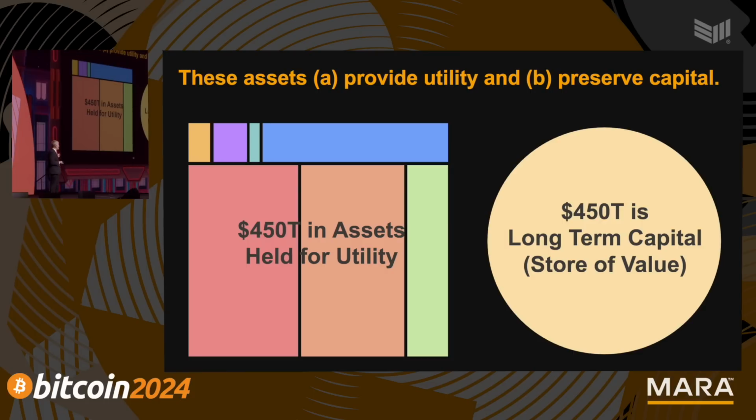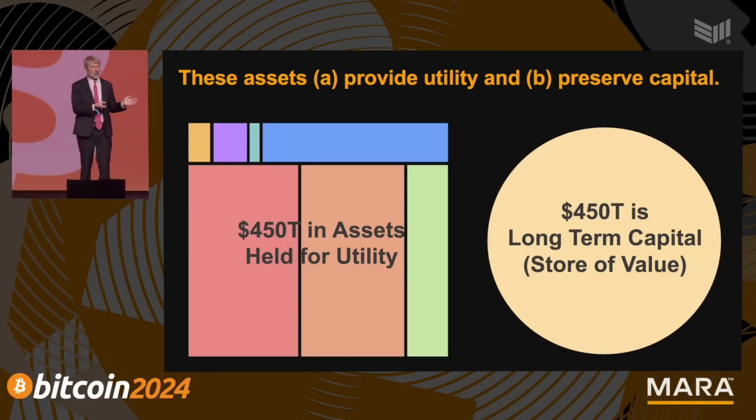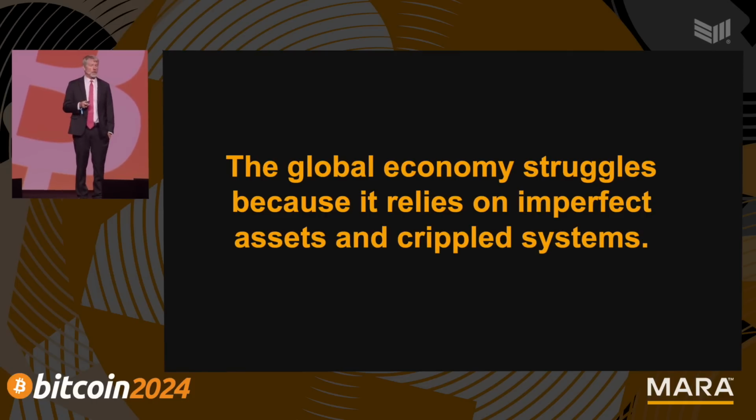Here's another way to see that same chart. It's not 900 trillion of assets. It's a bunch of assets held for their utility value and a bunch of assets held as a store of value, long-term capital. When I buy a house, I want to live in it. But when I buy a bunch of bonds, I just put my money there because I didn't know what else to do with the money. And when you start to see the world as a big chunk of long-term capital, $450 trillion or more of capital, and you start to think about the way we store that capital, you see the engine for the revolution. The global economy struggles because we're relying upon imperfect assets and imperfect systems to store that capital. It's crippling our capital preservation.